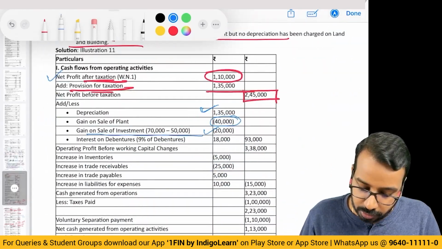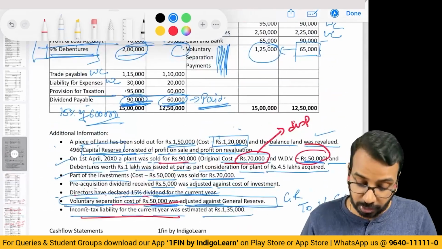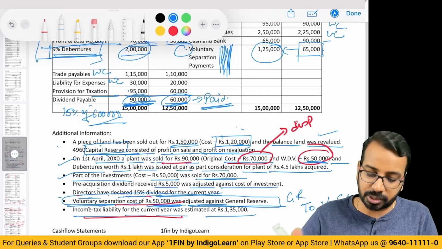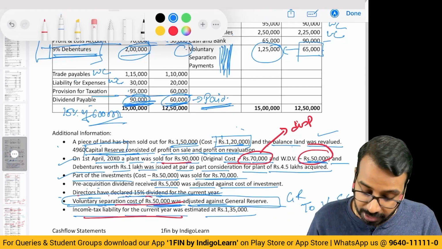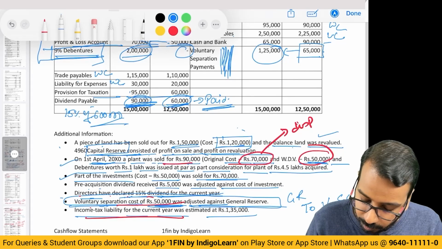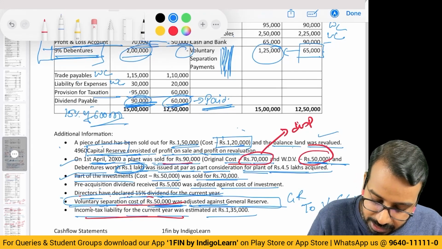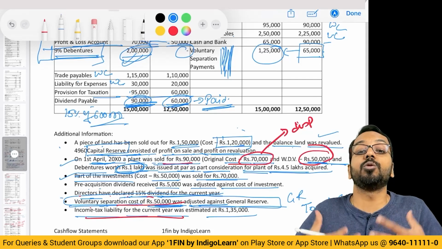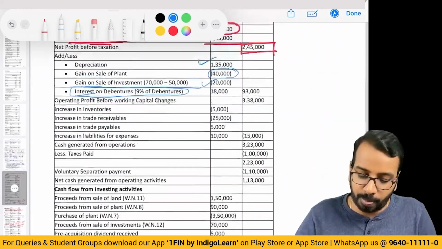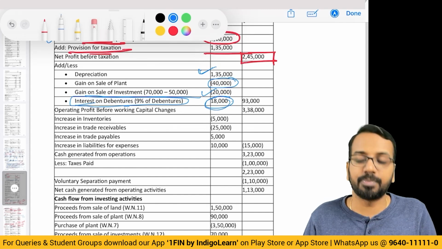Now, should we take this interest on debentures or not? It is an assumption. You can assume that debentures do not carry interest, they were issued at the end of the period. That could be one assumption. But you have on 1st of April, plant was sold and debentures worth 1 lakh were issued at par as a consideration. So on this 1 lakh, definitely there is 9% debenture interest. And on the remaining 1 lakh also, we do not know when they were issued. So you can assume that it is issued at the beginning of the period. So 18,000 is the interest that has to be added back.